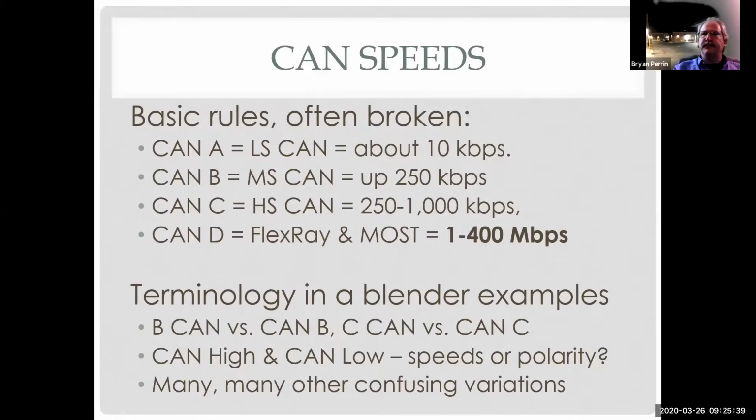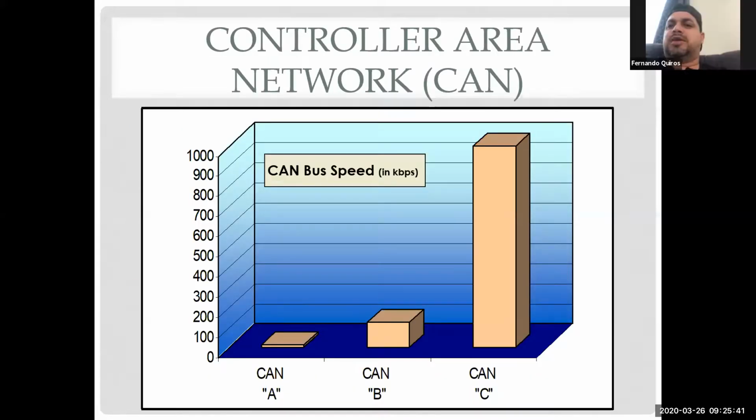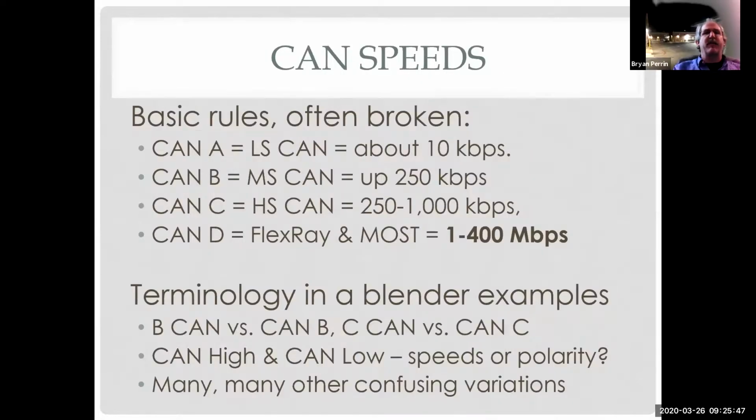Yeah, go ahead. CAN D is what, like a high speed, or that's like a special thing, or what? Great question. That's why we're going to talk about it on this slide. Okay. So CAN A can also be called low speed CAN or LS CAN.